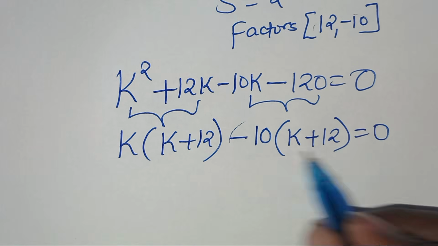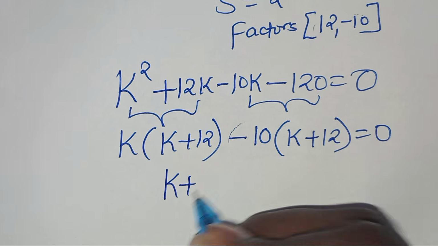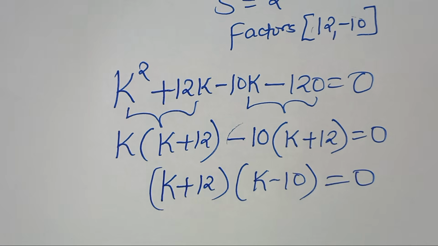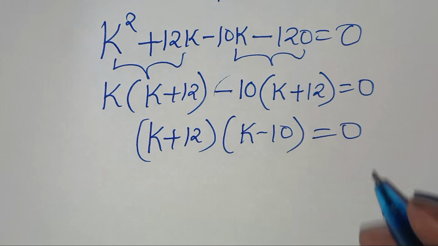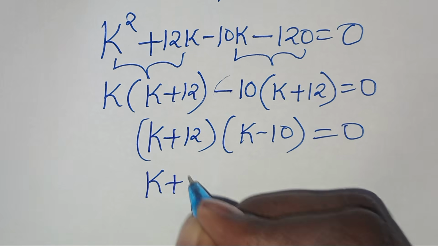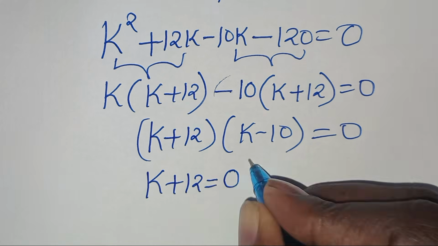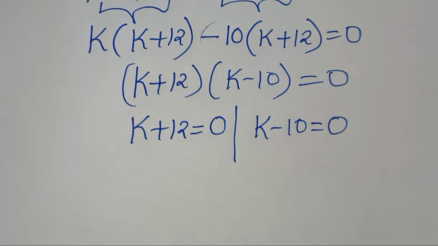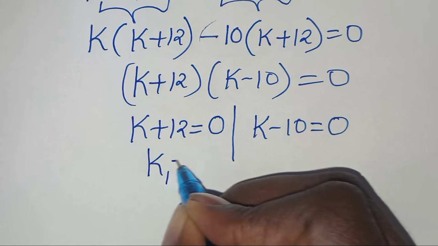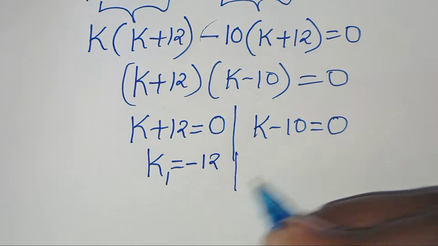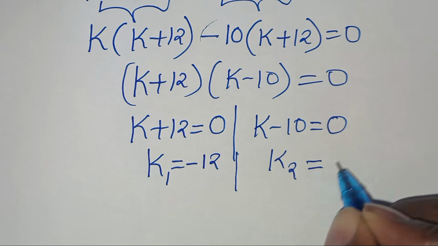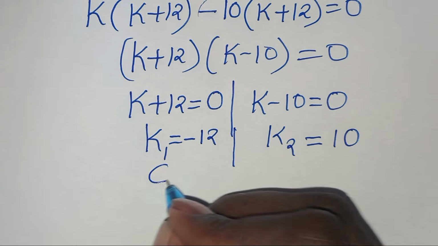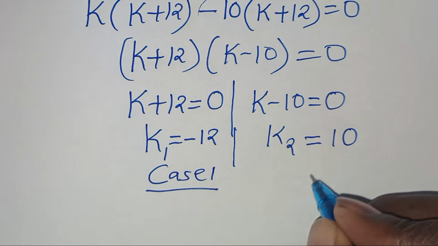So we have (k+12) is common here. So we have (k+12)(k-10) equal to 0. So we have got two parts here. We have k plus 12 equal to 0. Then we have k subtract 10 equal to 0. So we have k1 equal to negative 12 and we have k2 equal to 10. Now let's call this case 1 and this case 2.